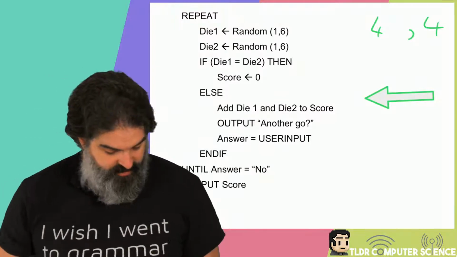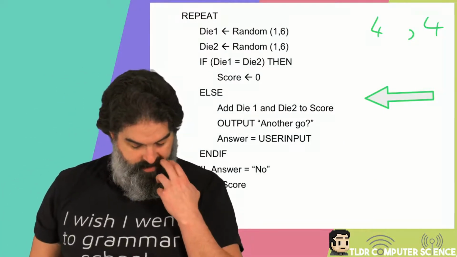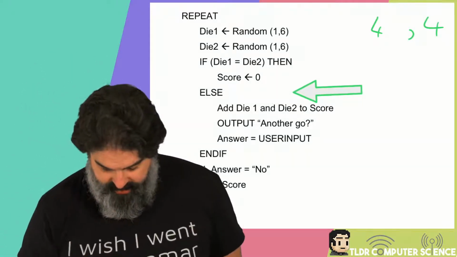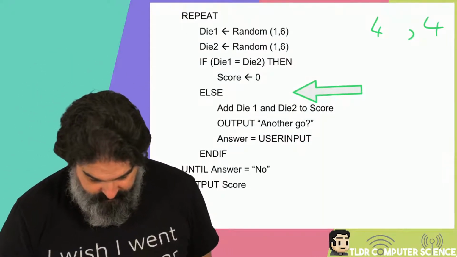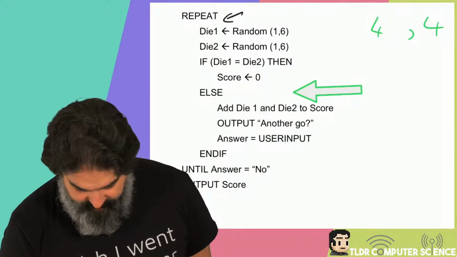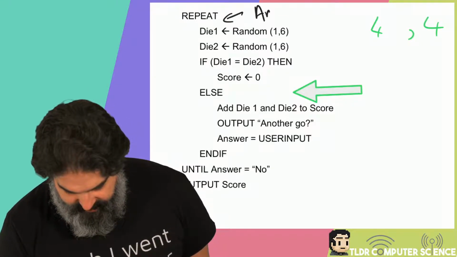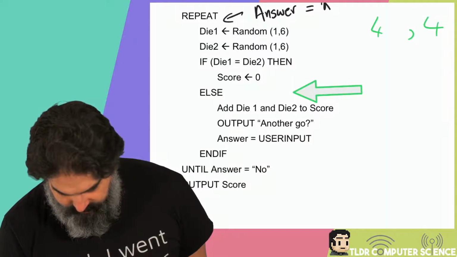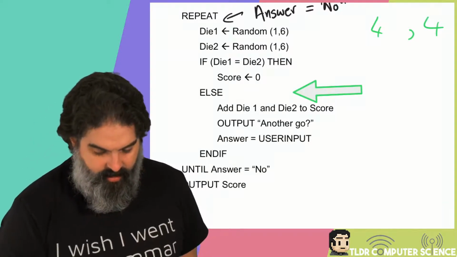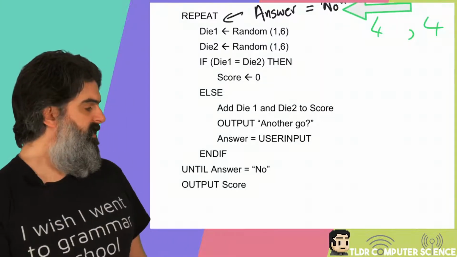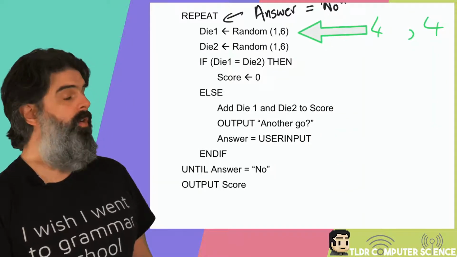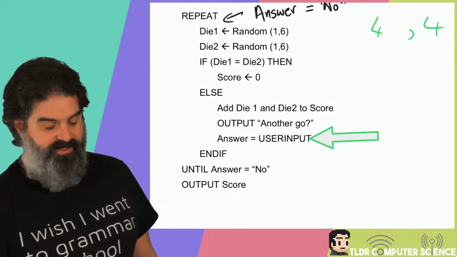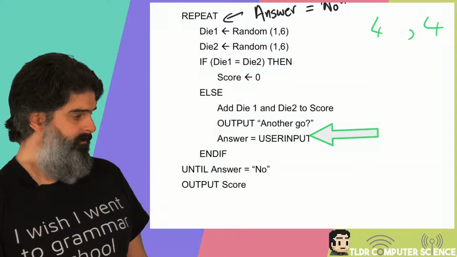So what you'd have to do, you could set answer equals no here, or at the beginning of every loop, like in here, you could say answer equals no. And so the statement means that as you go along, you're automatically going to be terminating the loop unless you get to this point and they say yes.